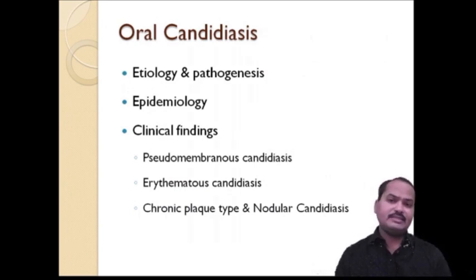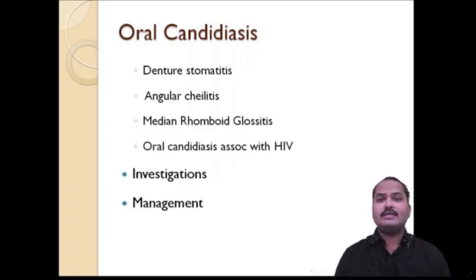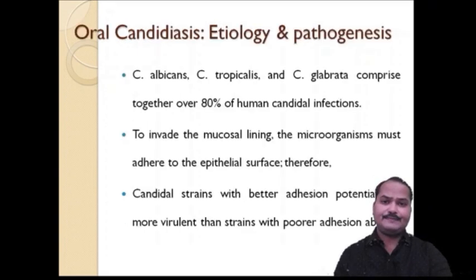So we'll be discussing the disease in terms of its etiology and pathogenesis, epidemiology, and the clinical findings, meaning the various types of candidiasis like the pseudomembranous, erythematous type, chronic plaque type or nodular candidiasis, denture stomatitis, angular cheilitis, median rhomboid glossitis, and the Candida associated with HIV infections. Along with it, we'll come to the investigations and the management part of oral candidiasis.